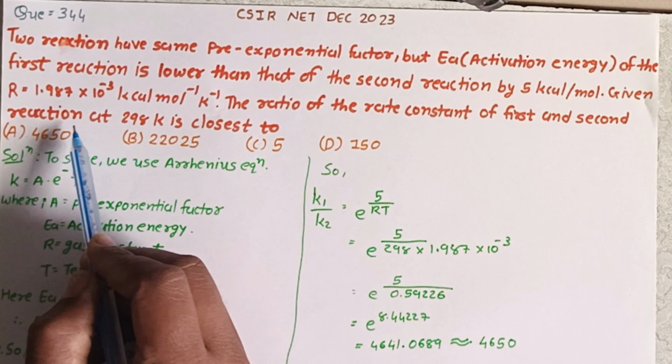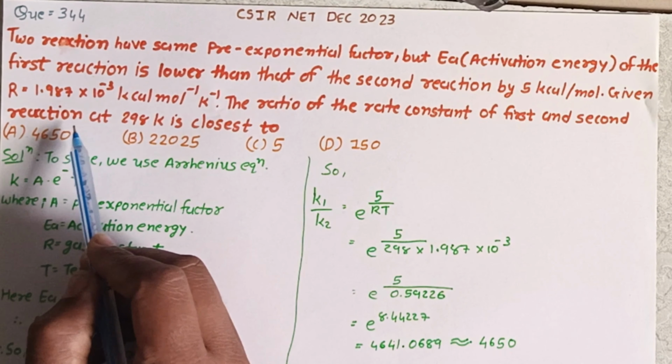Solution. To solve, we use the Arrhenius equation. The rate constant K is equal to A into e raised to minus Ea upon RT, where A is equal to the pre-exponential factor, Ea is equal to the activation energy, R is equal to the gas constant, and T is equal to temperature in Kelvin.